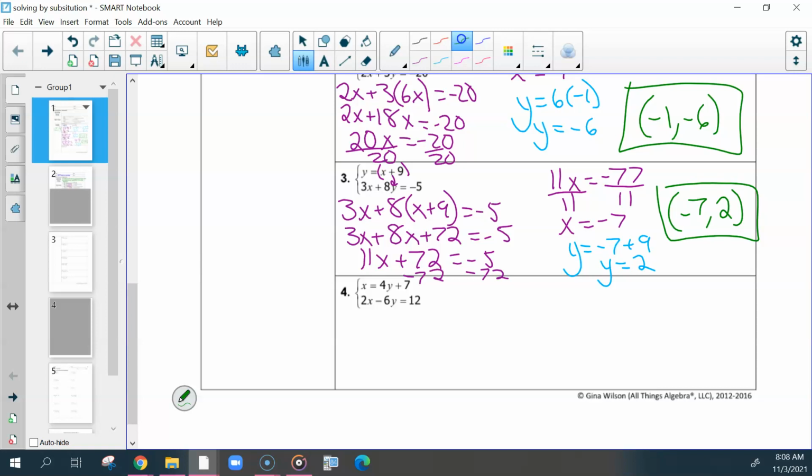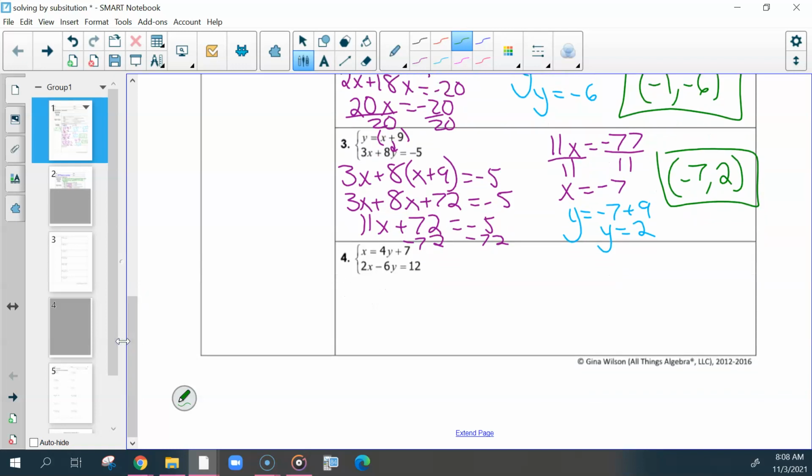Once you get the hang of the process, it's the same each time. In number 4, we have an x equals, not a y equals, but that's okay. We can still use that, even though it's not a y equals. The process is going to be very similar.